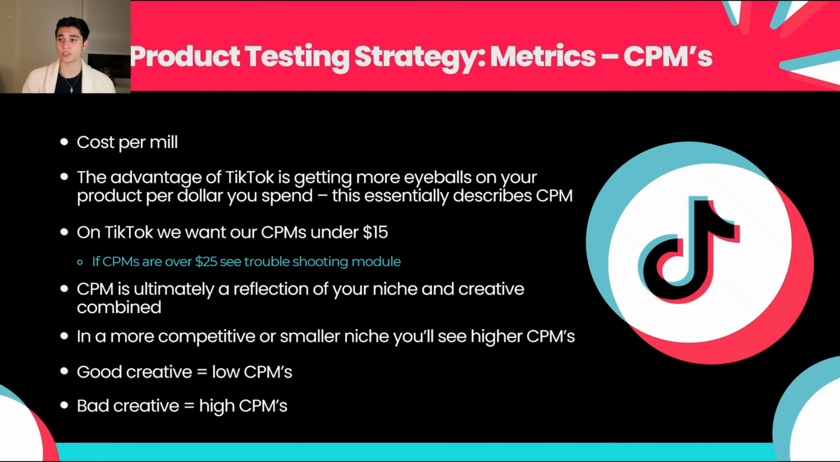Now, your CPM is ultimately a reflection of your niche and creative combined. If you're in a competitive niche, you'll have higher CPMs. If you have a bad creative, you'll have higher CPMs, and vice versa. If you're in an uncompetitive niche or an untapped niche, your CPMs will be lower. Same with if you have a good creative, your CPMs will be lower. A good creative, low CPMs, bad creative, high CPMs. So again, the importance of having a good creative.